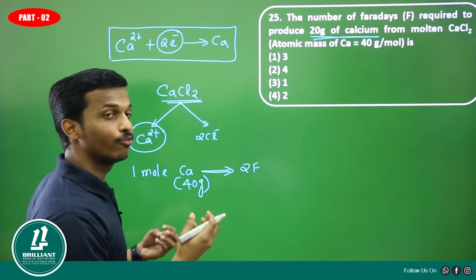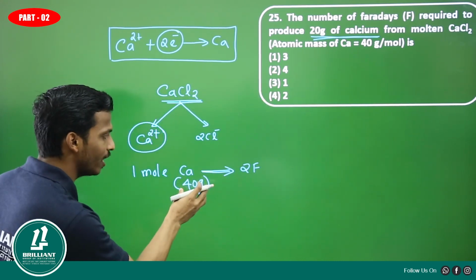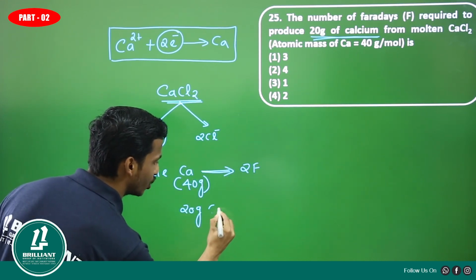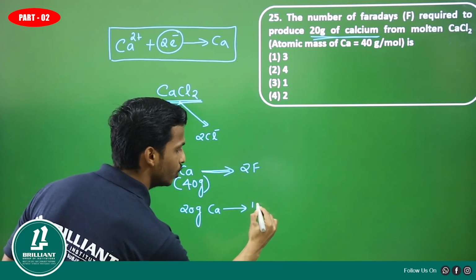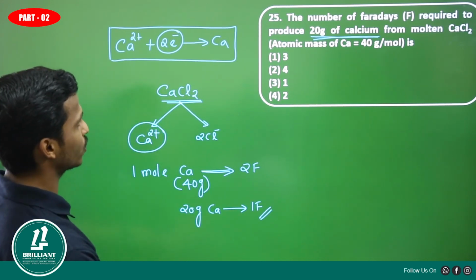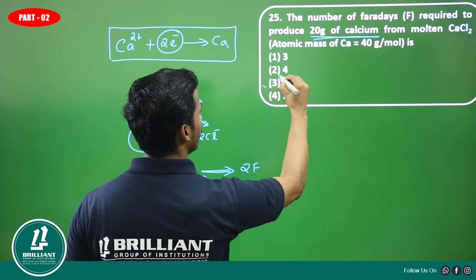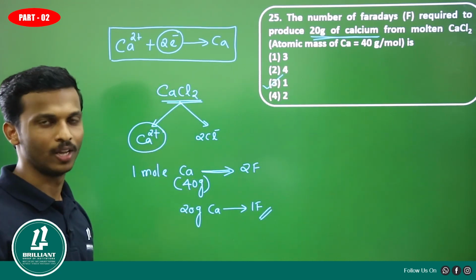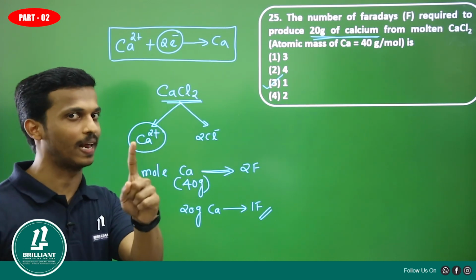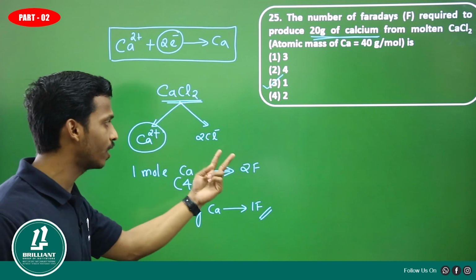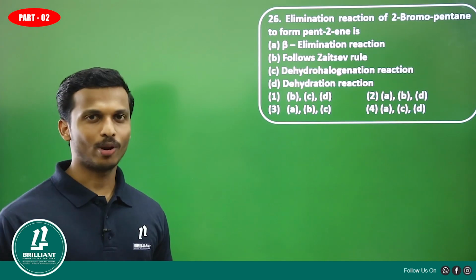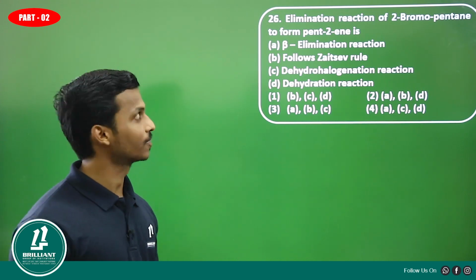What is the question here? For 20 gram, how much? For 40 gram calcium, 2 farad. So how much for 20 gram calcium? Only 1 farad. Right. So your answer for question number 25 is option 3, 1. Once again, 1 farad means charge of 1 mole electron. Here 2 moles of electrons are there, therefore 2 farad. So for 20 gram, only 1 farad. Now let's go to question number 26.